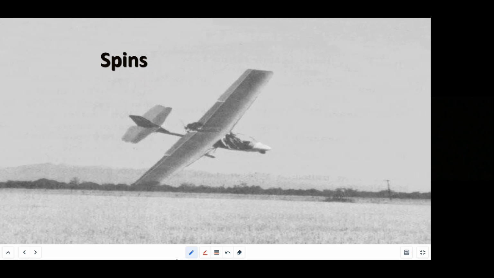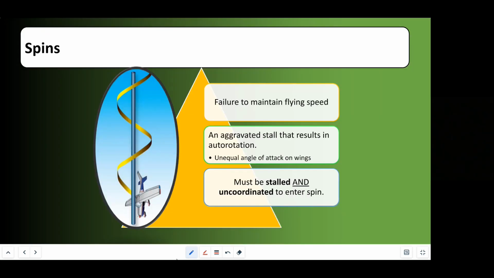You have to understand that that footrest under your right foot is not a footrest, it's a rudder pedal. You have to actually use it to keep coordinated. That's one of the things that gets you in trouble if you're not coordinated. So let's talk about spins here, right?